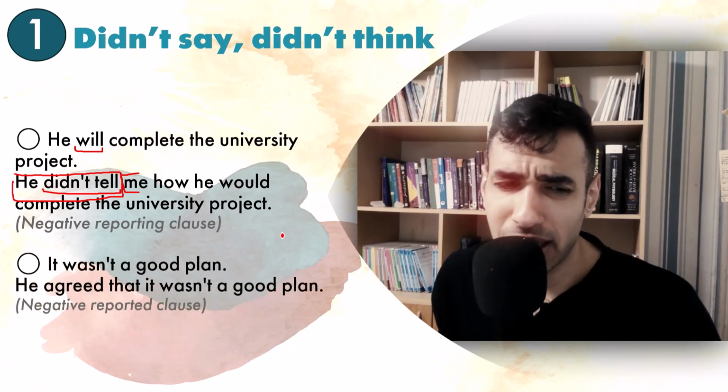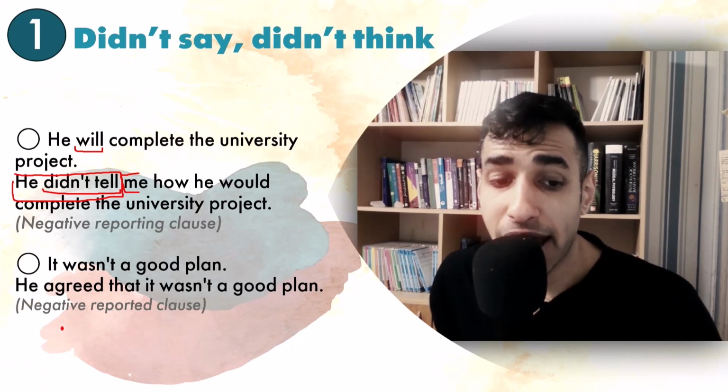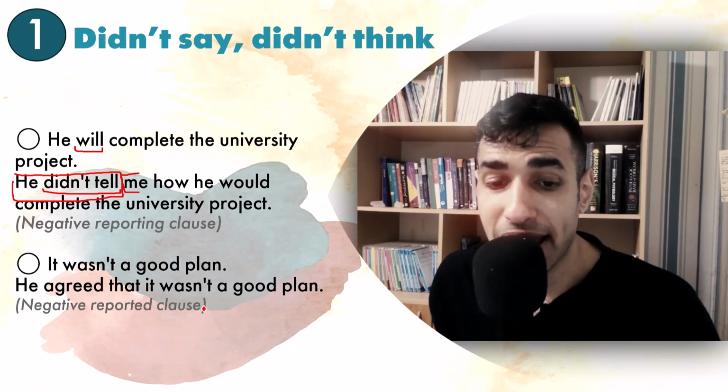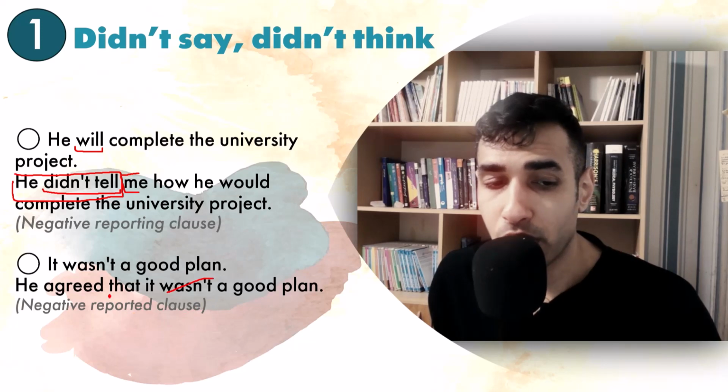It wasn't a good plan. This is my statement. Now, indirect speech. He agreed that it wasn't a good plan, or it hadn't been a good plan. If you are reporting something that was said recently, you don't change the tense. Or if you want to change the tense, you move it one step in the past. He agreed that it hadn't been a good plan.